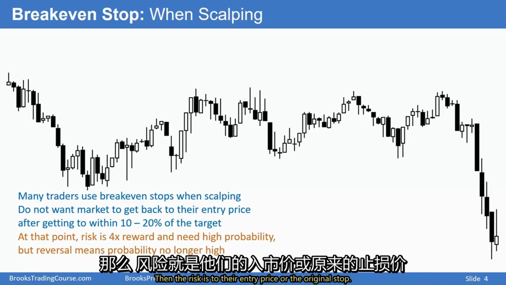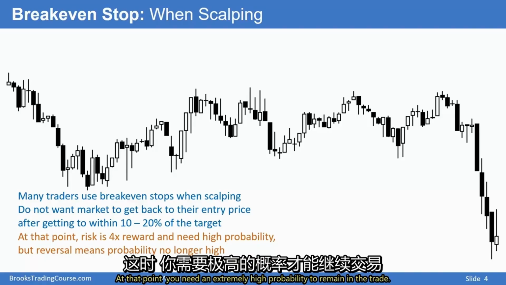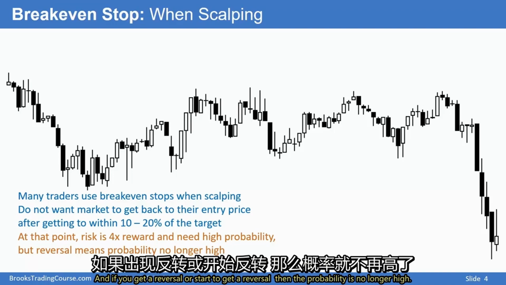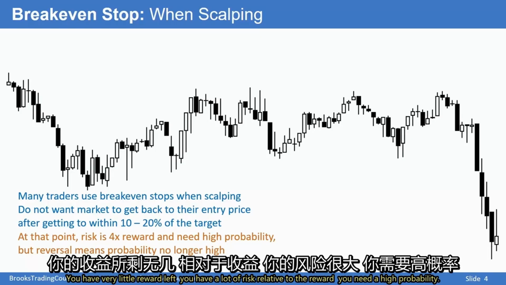When the market gets very close to their target, then the risk is to their entry price or the original stop. It may be 4 or 5 times greater than the remaining reward. At that point, you need an extremely high probability to remain in the trade. And if you get a reversal or start to get a reversal, then the probability is no longer high. And therefore, the premise is no longer valid. You have very little reward left. You have a lot of risk relative to the reward.